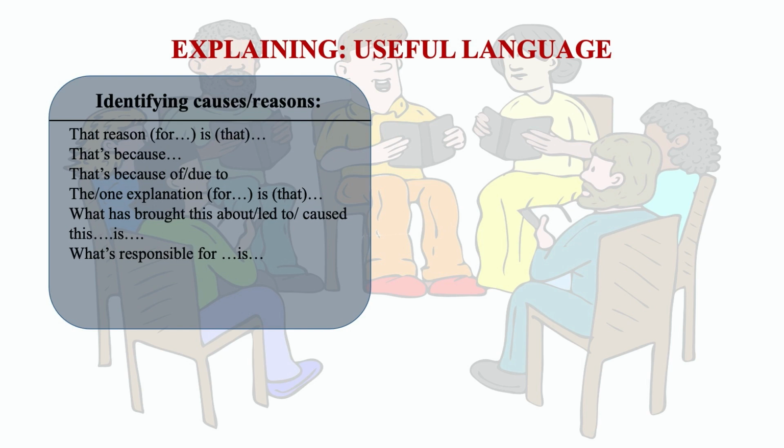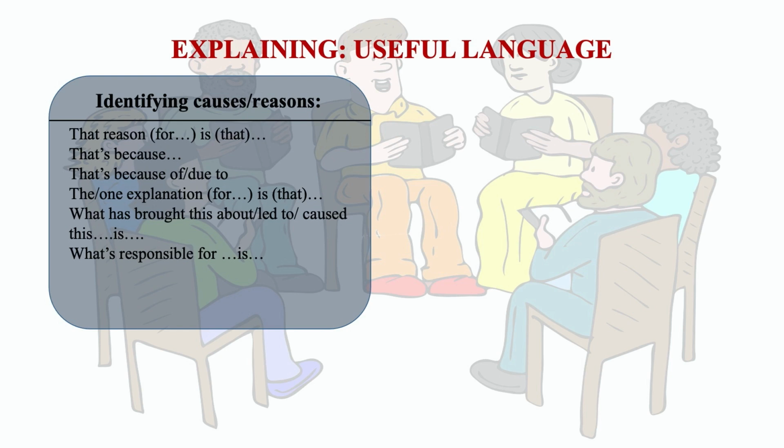When speakers have to explain something, there are certain expressions that they can use to explain ideas or concepts. Speakers can identify causes or reasons using the following expressions. "That reason is," "that's because," "it's because of," "that's because of," "the one explanation for that is," "what has brought this about," "caused this," "what's responsible for is."